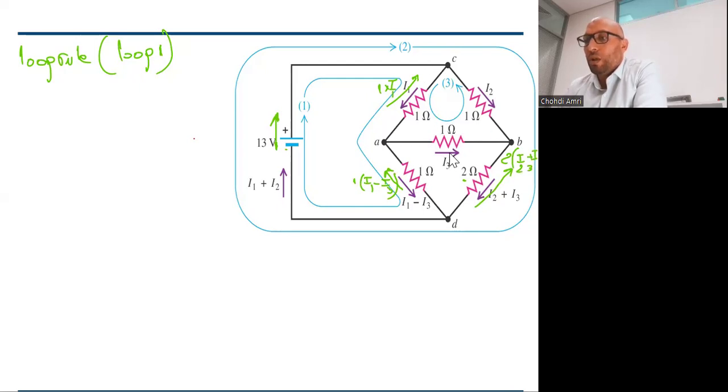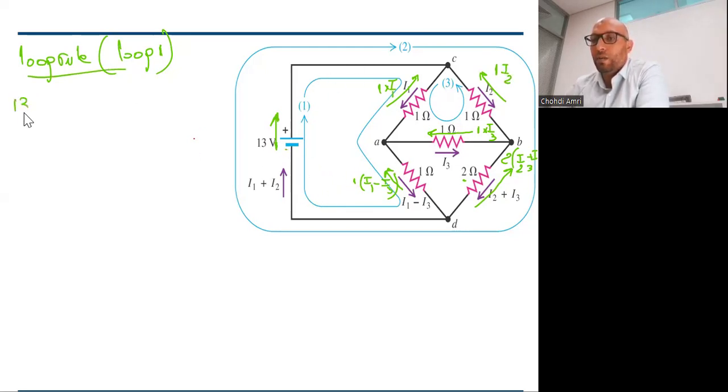Okay, the potential difference across this one ohm resistor will be opposite to the current, and it will equal 1 multiplied by I3, current multiplied by the resistance. Here it's also opposite to the current, and it will be 1 times I2. For the first loop, the positive direction is clockwise.